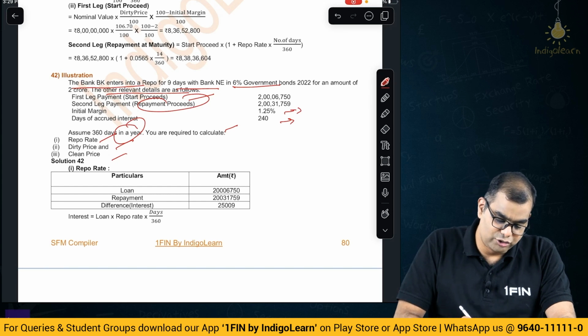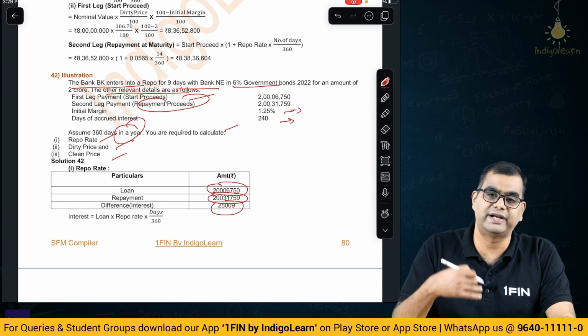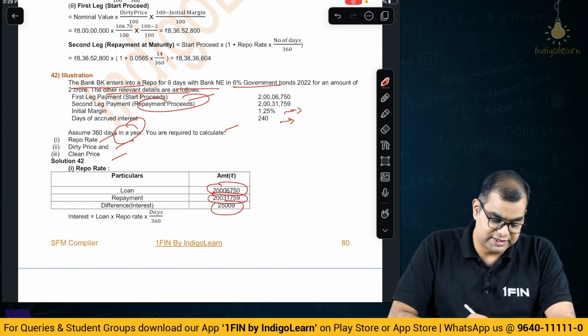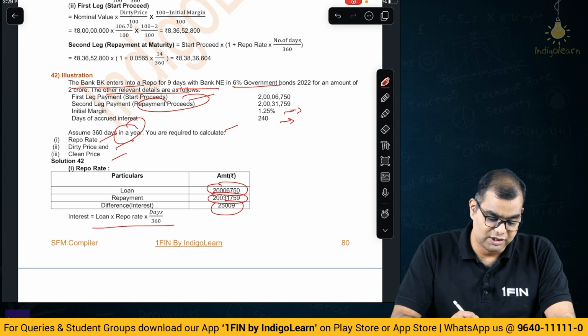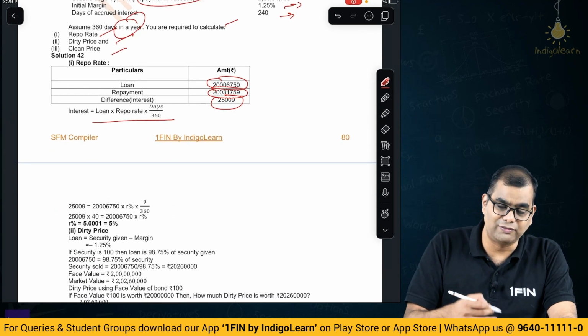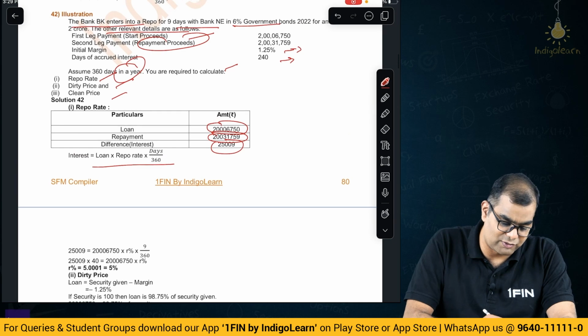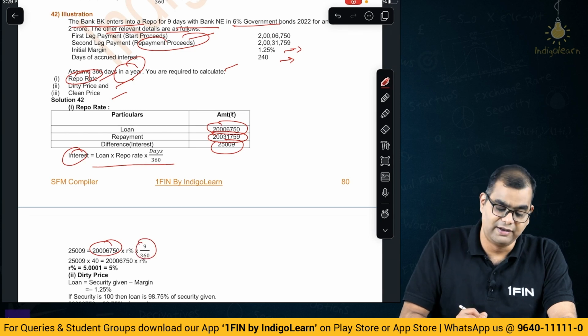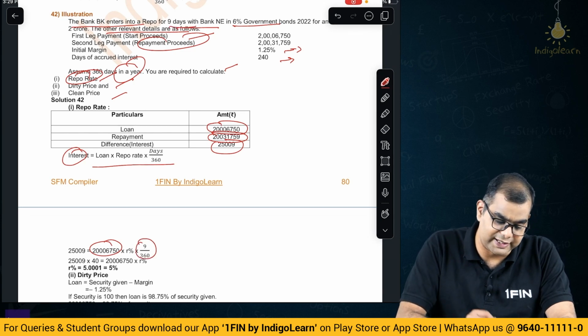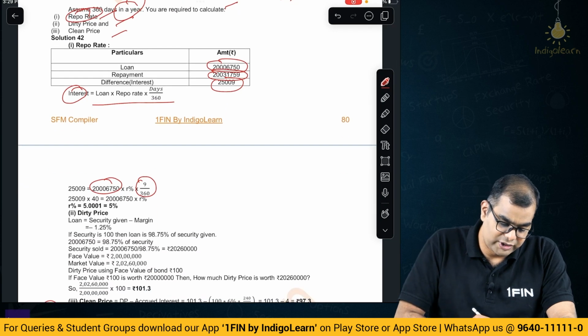What is repo rate? You have given a loan of how much? You have got back how much? So, what is the difference? Additional whatever you got is interest. Now, you have to compute this interest percentage, that is what they have asked, what is the repo rate, right. So, interest value is the loan, whatever is the initial loan, 200,000,650 into some rate into 9 by 360. Why 9 by 360? It is given for 9 days. So, you get a repo rate of 5.001 or 5%.